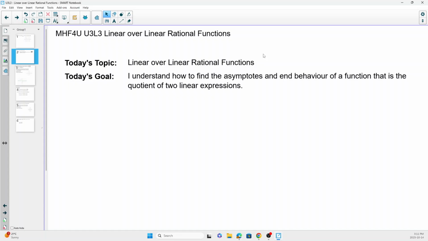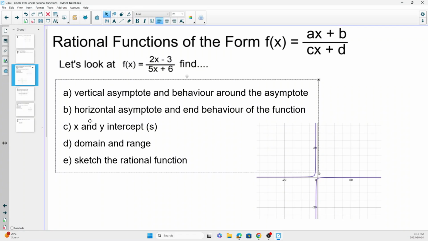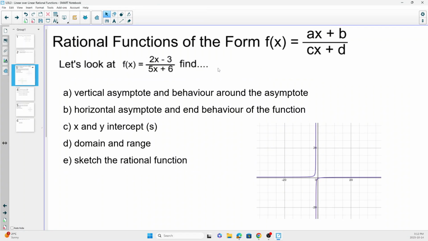Eventually we will get to linear over quadratic or any degree. So at the end of this unit, you understand how to find the asymptotes and end behavior of a function that is the quotient of two linear expressions. So, rational functions that are in the form ax plus b divided by cx plus d.